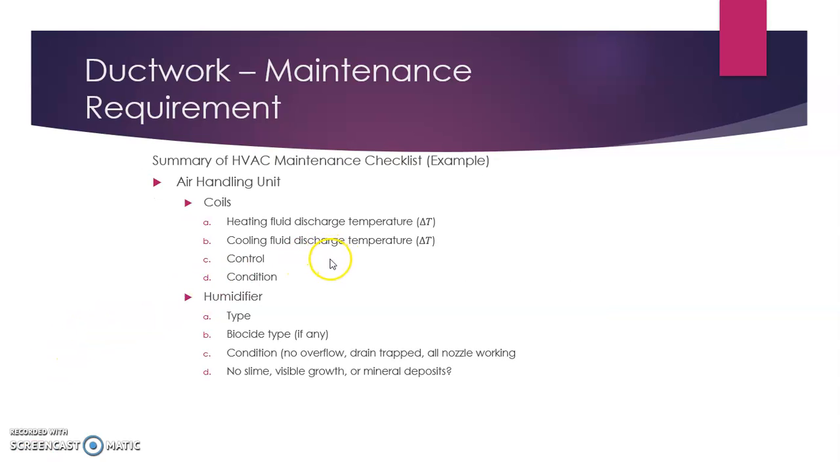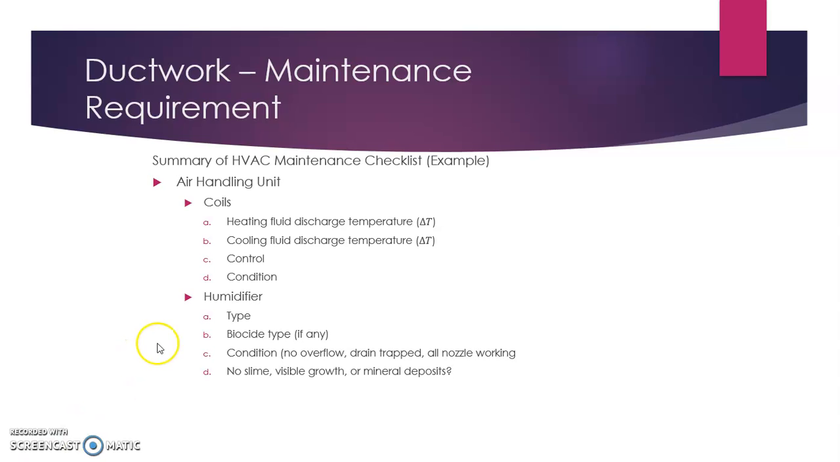So we have to look into the temperature of the coil. For example, the heating fluid discharge temperature, we have to measure the delta T on coil and off coil, which is before and after the coil. The same goes for the cooling coil, the cooling fluid discharge temperature. We have to look into the on coil and off coil temperature, which is the delta T there, and then we have to look into the control of the coil and the condition of the coil. Some of the coils, for example, maybe the AHU and the cooling coil are too old, so sometimes the coil is already broken. So the next one is the humidifier.